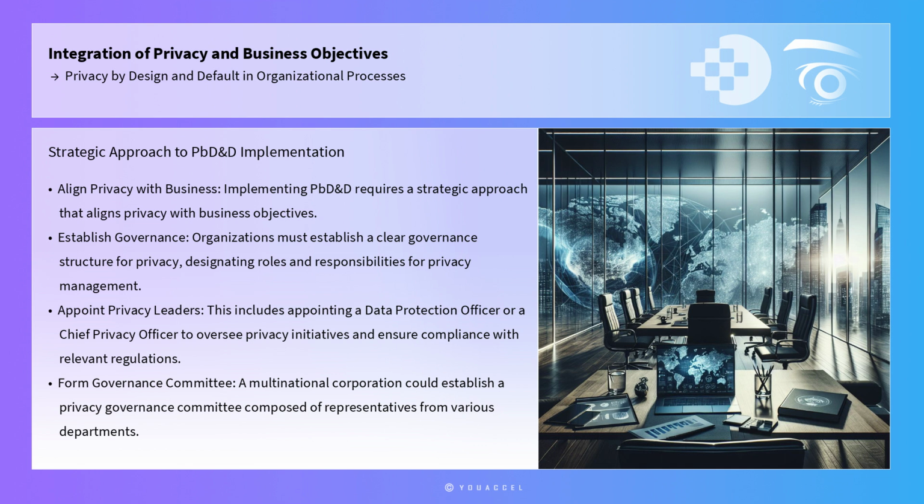Implementing PbDD requires a strategic approach that aligns privacy with business objectives. Organizations must establish a clear governance structure for privacy, designating roles and responsibilities for privacy management. This includes appointing a data protection officer or a chief privacy officer to oversee privacy initiatives and ensure compliance with relevant regulations. For example, a multinational corporation could establish a privacy governance committee composed of representatives from various departments to oversee the implementation of PbDD across the organization.